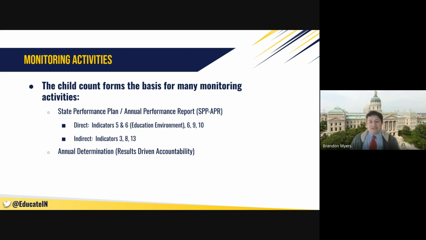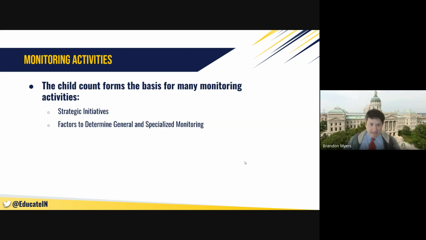This data also goes into the annual determination that is required for IDEA of each school system. So each one of those 425 school systems gets either meets requirements, needs assistance, or needs intervention every single year. And there's data from this child count that makes up the scoring for that as well. We also use it for our strategic initiatives.